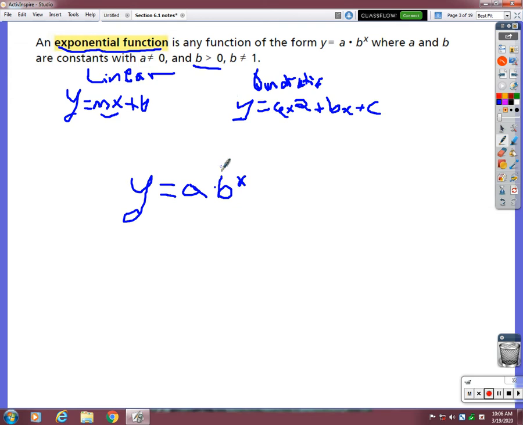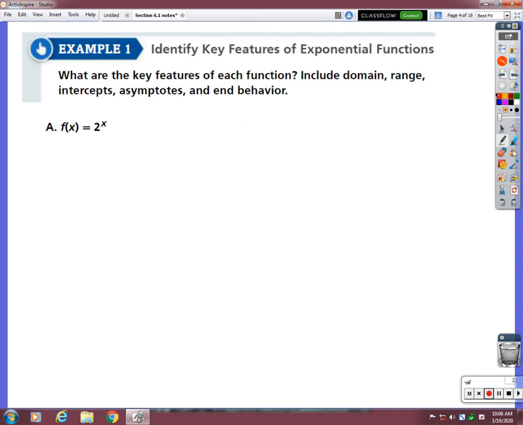And then also b can't equal 1, because if you raise 1 to any power, then you always just end up with 1. So that wouldn't be a very interesting function for us to study. Okay? All right, so that's the general idea. Let's take a look and see some of the key features of an exponential function.